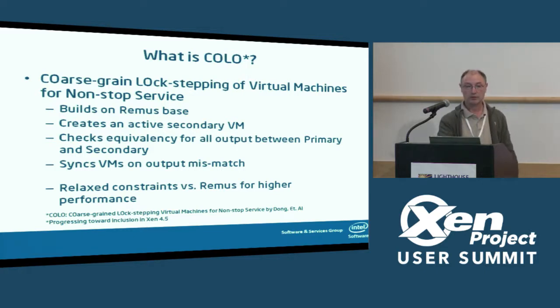So then we do a full checkpoint just like Remus would do, except that we actually start the secondary VM. The reason that this has an advantage over Remus is that the rate of these checkpoints generally is lower, because the mismatches happen more seldom than the time that we would specify for an epoch.